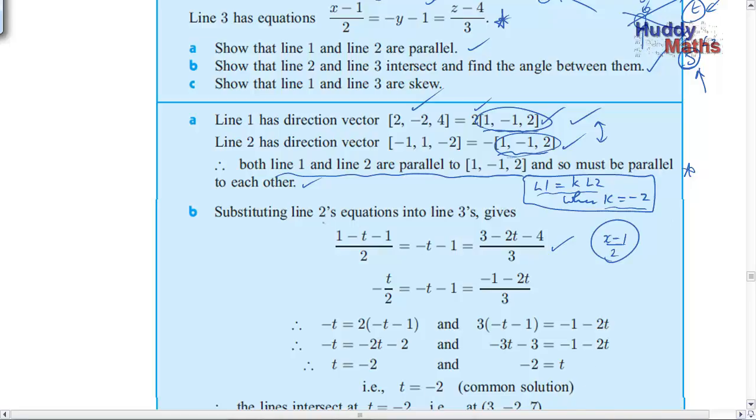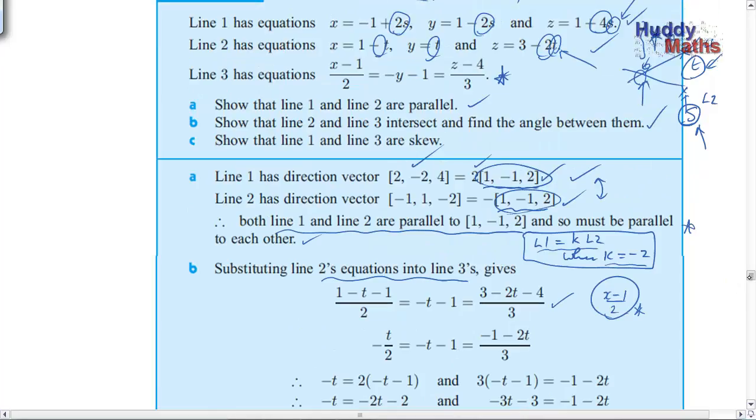Substituting line 2's equation into line 3's, and leaving it in this Cartesian form. So we have to have a look at the equations here again. Line 2 is that one. It's going to intersect this one when the x's are equal, the y's are equal and the z's are equal.